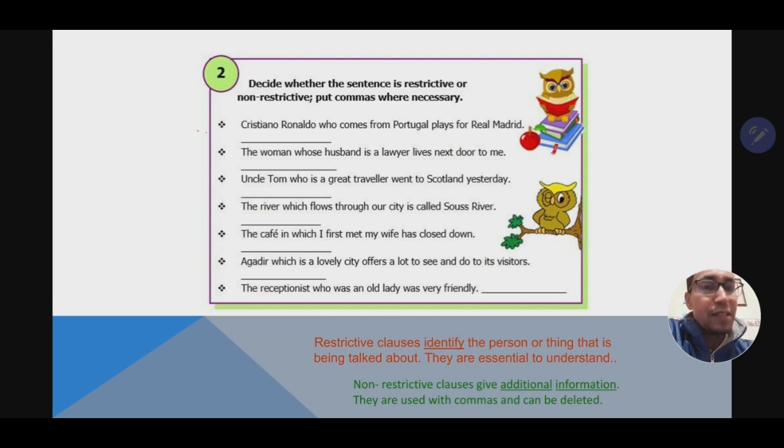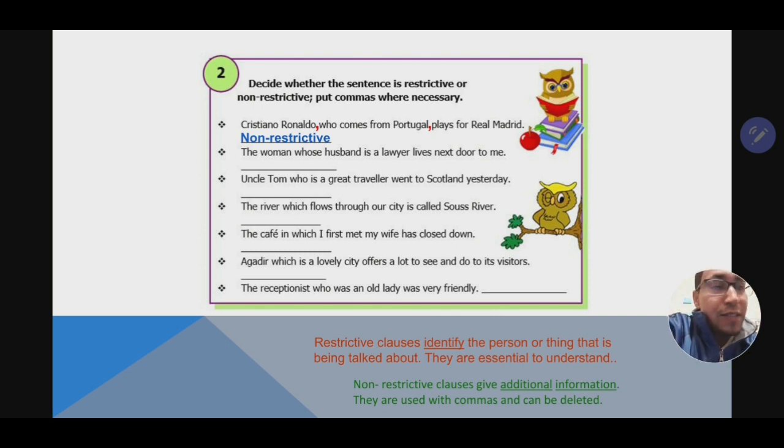The first one, the answer is this is a non-restrictive clause. Why? Because everybody knows Cristiano Ronaldo. We don't have to say he is from Portugal. Cristiano Ronaldo, just like Coca-Cola, most people know him, perhaps except my mother. Now, since it is non-restrictive, we have to use commas. The first one we put in after Ronaldo and before who, and then after Portugal and before plays. And here they are. Now to you for the next answers. Take 5 minutes and pause the video while you're doing it.